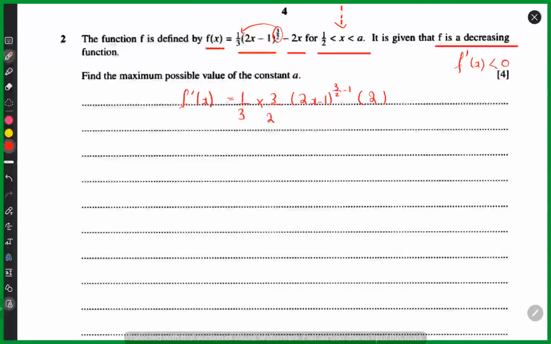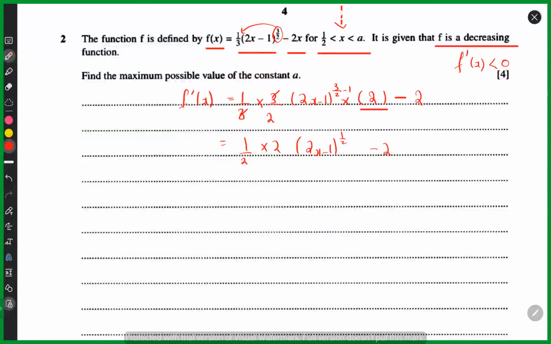It's 2. Very good. Then we have minus. What is the derivative of 2x? It's going to be 2. So 3 and 3 would be cancelled, and this is going to give me 1 by 2, and it is being multiplied by this 2. This is 2x minus 1 power 1 by 2. And then we have minus 2.